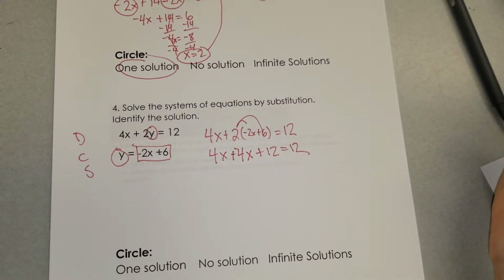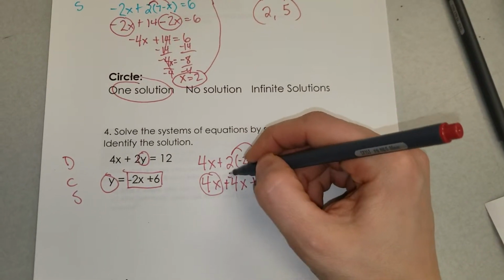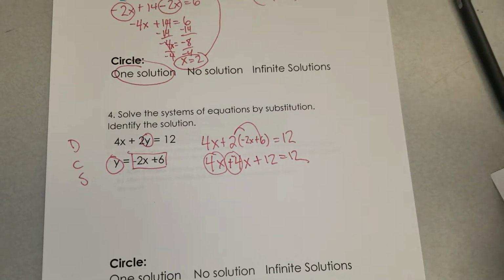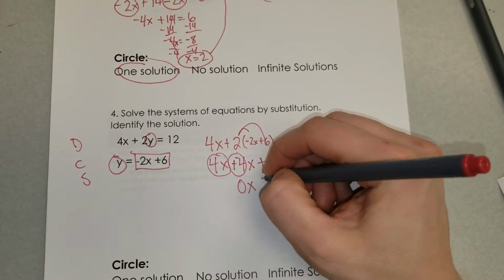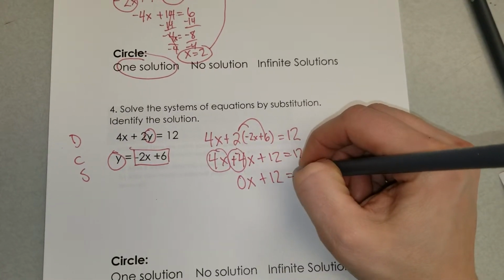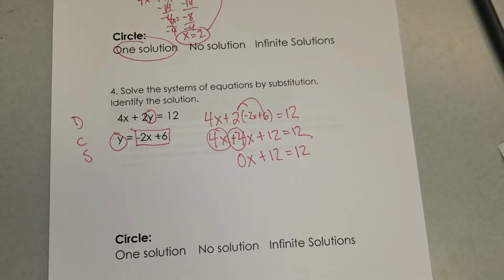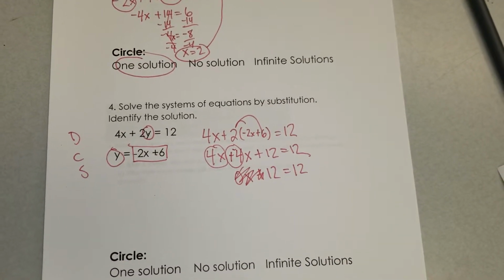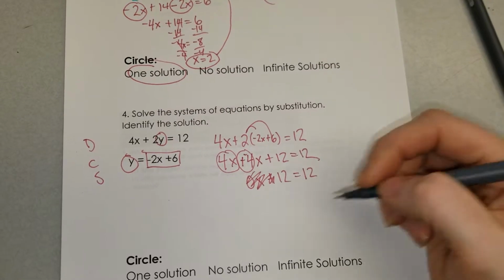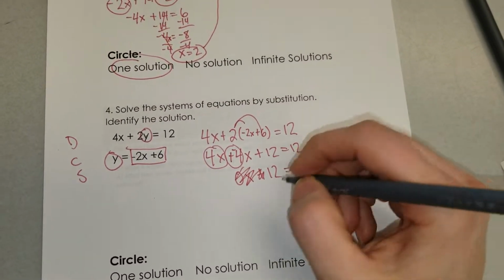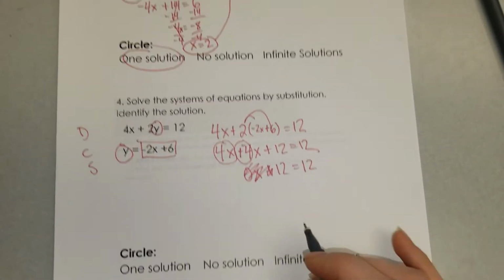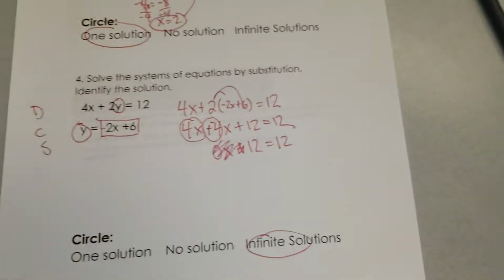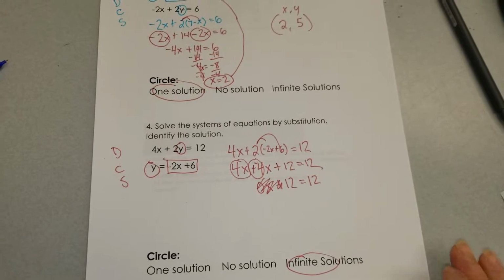Now we're on the combine step. Things that go together, this 4x and this -4x, equal 0x. I actually don't need to write that. You can write it if you want, it's just kind of a weird way to write it, so I'm just going to cross it out. And then I get 12 equals 12. Well, that's a true situation, always, every time, forever. So it's infinite solutions. Okay, so that's number 4.